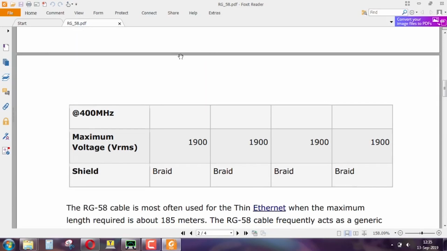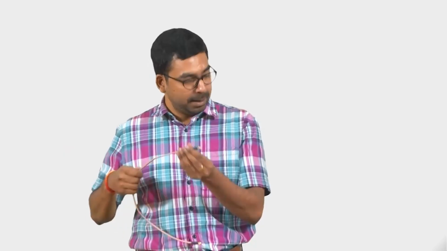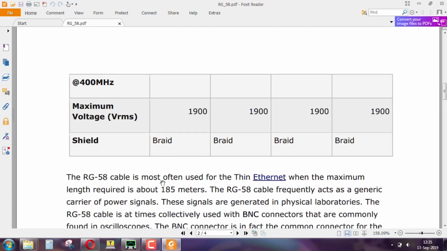Maximum voltage that you can apply is absurdly high, 1900 volts, and the shield, that is the outer conductor that you are having, also provides insulation from external electric field. So, this outer braided conductor is a braided conductor, it is not a film or something like that. That is the detail that is given, and then there is some tidbits of information.